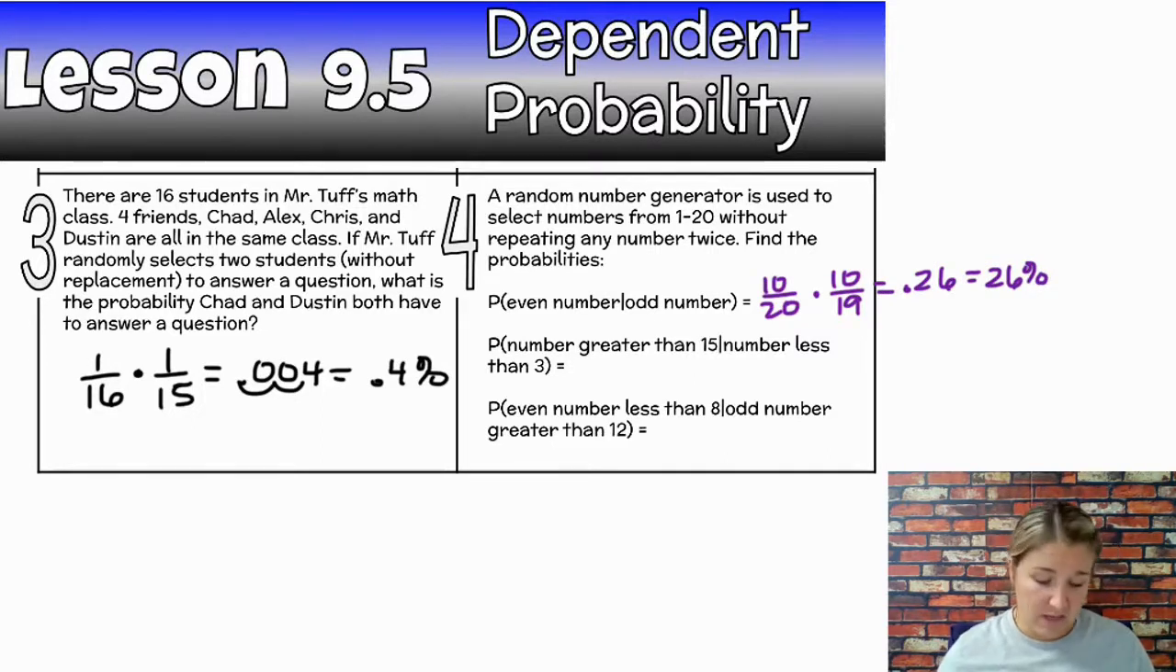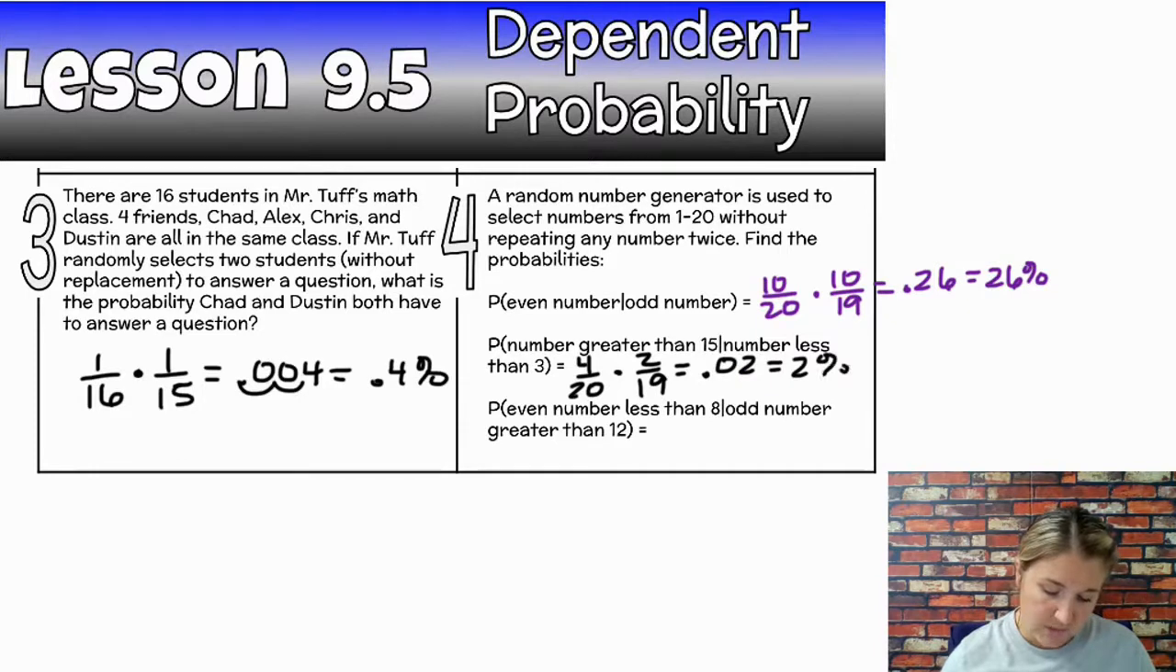All right, now we've kind of reset everything. We have a number greater than 15 and a number less than 3. So a larger number and a smaller number. So the probability that you get a number greater than 15 is 4 out of 20. And then the probability that you get a number less than 3 is going to be 2 out of 19. And then just multiplying straight across there, you are going to get 0.02 or 2%. So unlikely to get a large and a small, but it's possible.